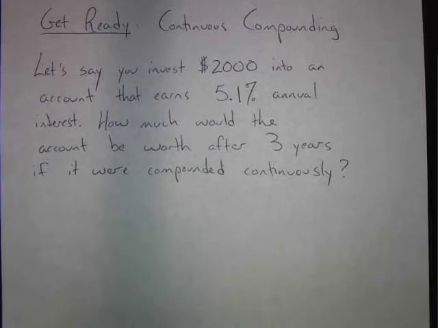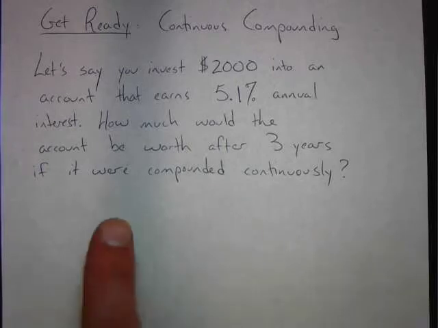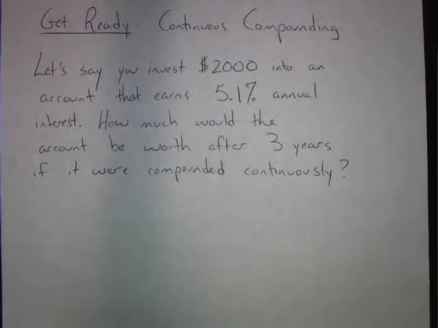We're going to say that we have $2,000 to invest into an account that earns 5.1% annual interest, and the question is, how much would the account be worth after 3 years if it were compounded continuously? I'll tell you later about why this is completely unrealistic, but after you cash out this account in 3 years, go buy your unicorn, because that's just as realistic as this problem.